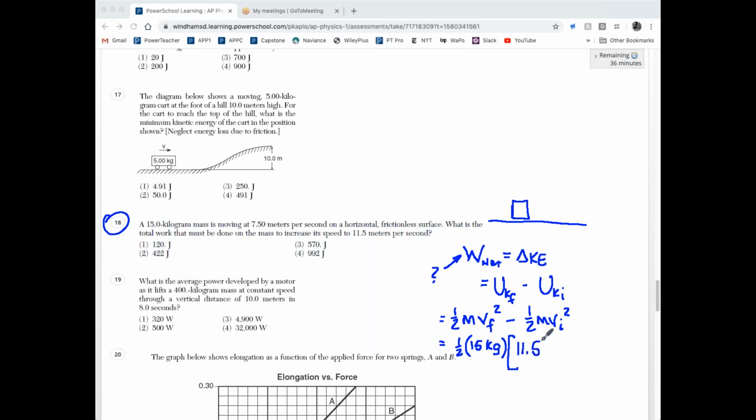Well, that's 11.5 squared minus 7.5 squared. And so we have everything that we need to find the change in kinetic energy. 1/2 of 15 is 7.5. It's still kilograms because the 1/2 is just a coefficient. And then we're going to get meters squared per second squared when we square this. I don't have a calculator with me, so I'd have to plug that into my calculator, multiply by 7.5, and hopefully we can get the right answer on question number 18.